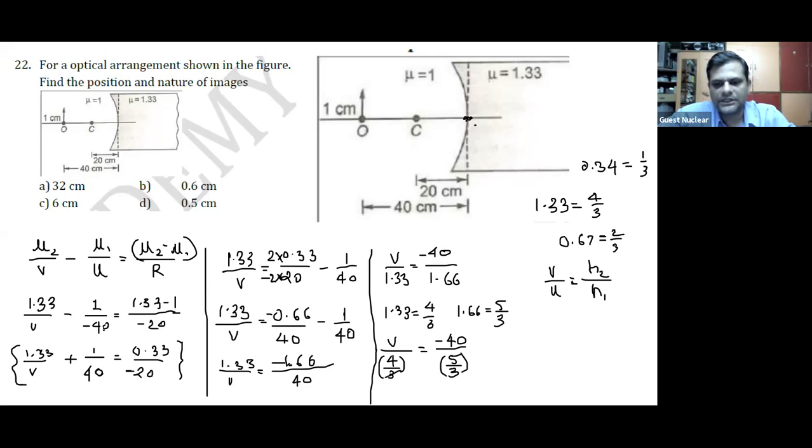Yes, तो दोनों तरफ से ये 3 कैंसिल हो जाएगा, and transferring this 4 to that side, we'll just obtain it as v is equal to -40 into 4 upon 5, correct? And then we can get this as 160 divided by 5, मतलब -32 centimeter. हाँ, अभी आ रहा है correct है. Okay, so v will be 32, and if we just use this here, then we can get this as 32 upon u. u कितना है? 40 है, which must be equal to h2, which is to be found out, upon h1, which is given to be 1 only.